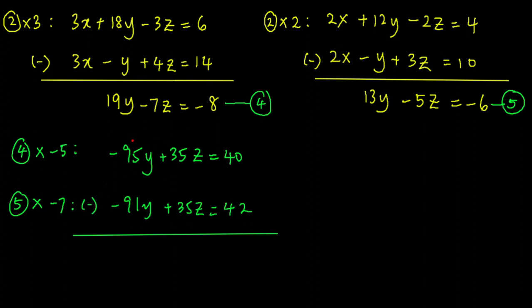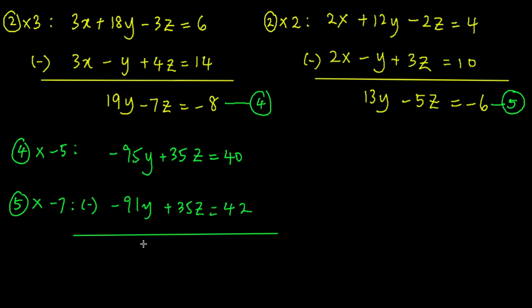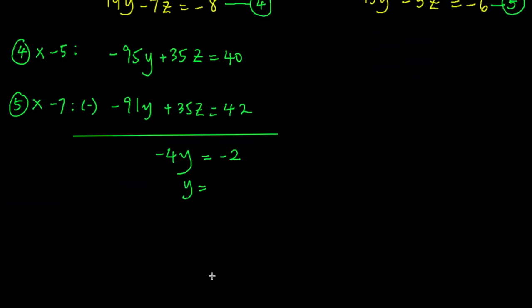Okay, here negative 95y minus negative 91y. Okay, negative is positive, so negative 95 plus 91, you will get negative 4y. So I will write here negative 4y. Okay, 35 minus 35 is 0. That is good. That is what we want, right? 40 minus 42 is negative 2. So your y here is, what's your y? Your y here is negative 2 over negative 4. That is 0.5, right? Okay, it's okay.